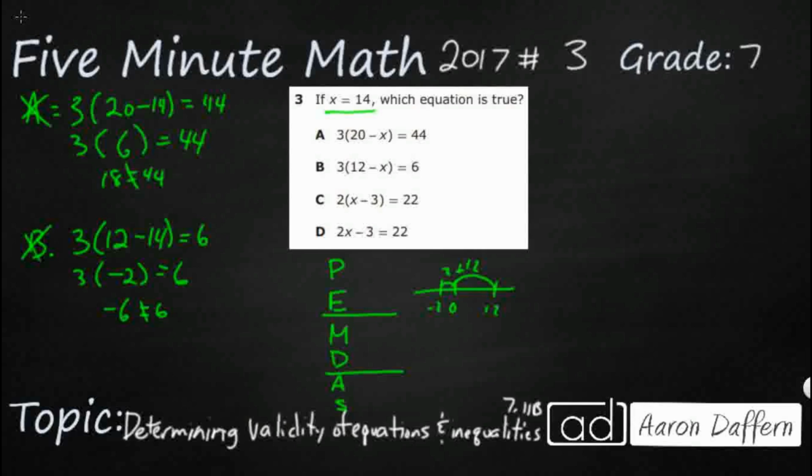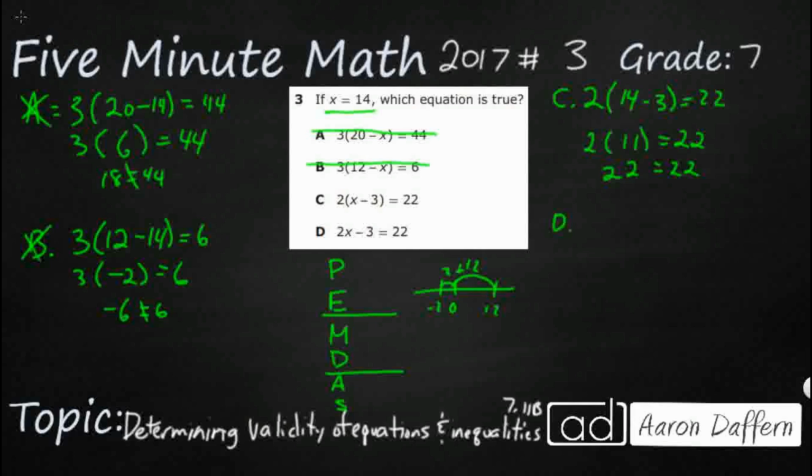Let's check C. At least that was kind of close. 2 times (x minus 3) equals 22. And then I've got my 14, substituting that in for x. So parentheses again first. 14 minus 3 is 11. Ooh, now that's looking good. 2 times 11, yep, that makes 22. All right, C is looking good. We already know A and B are incorrect. Let's just verify D is incorrect before we go with our C.